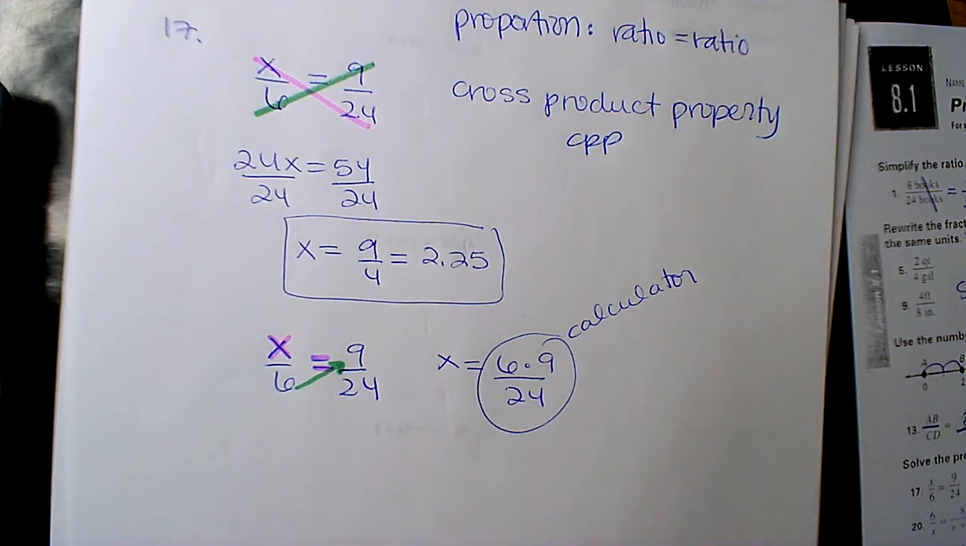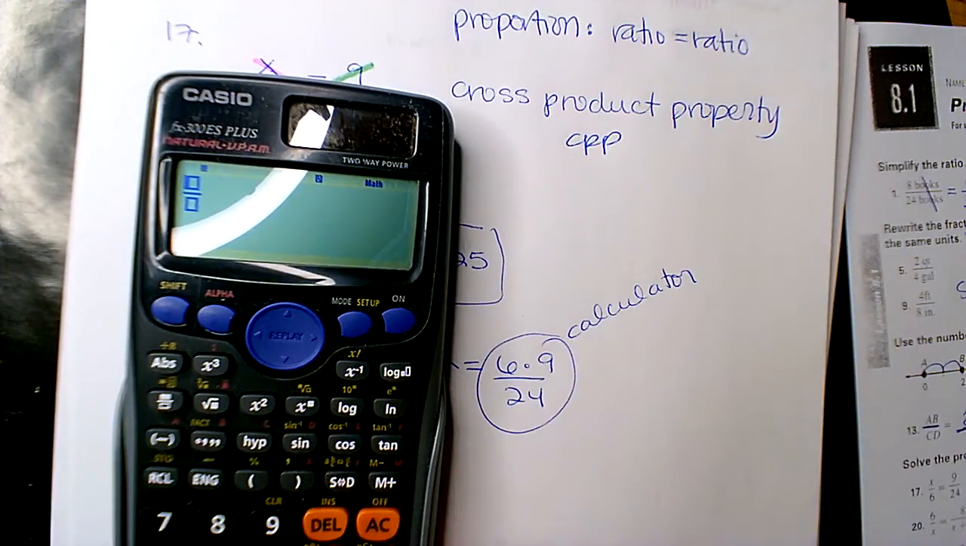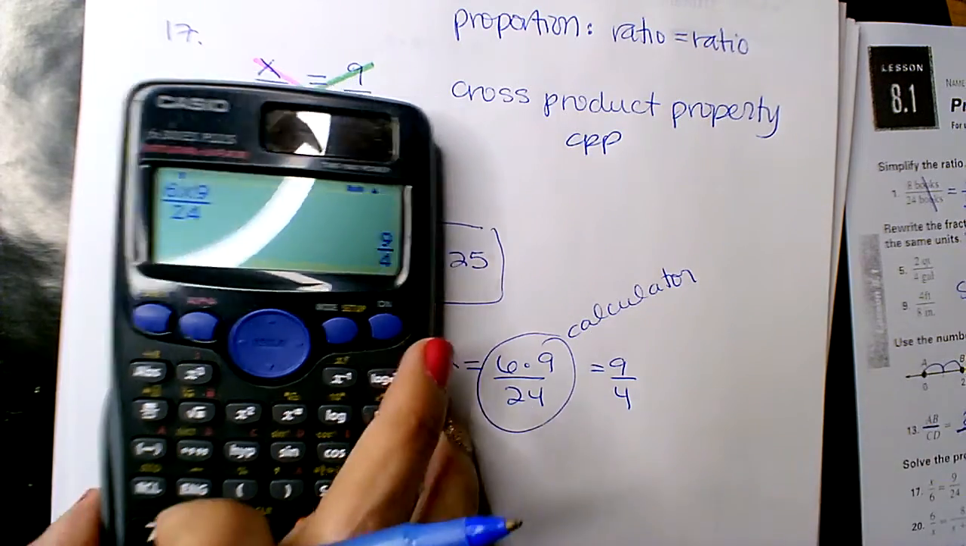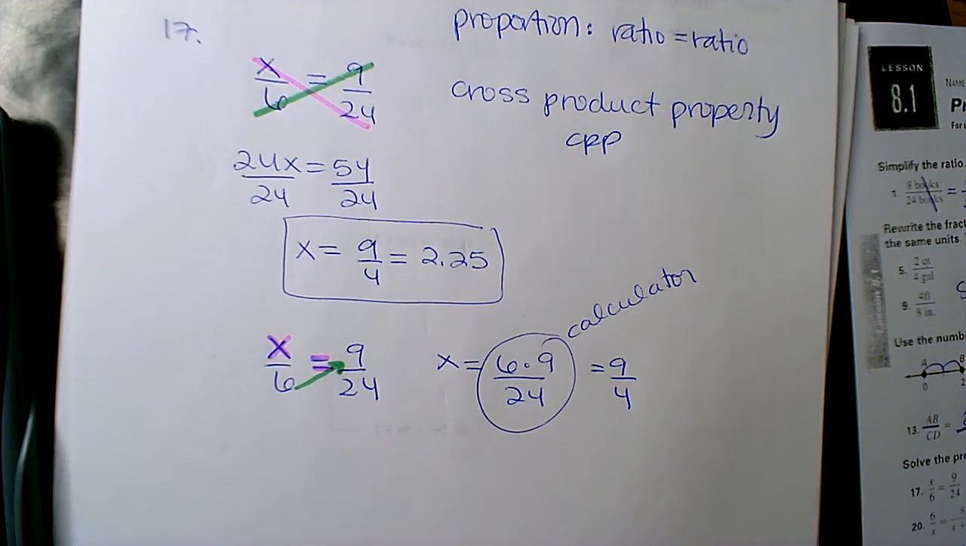This is what helps out as we move on. So you would hit 6 times 9, or 9 times 6, doesn't matter, over 24, and I get 9/4, and you get the same value. So as you become more efficient with it, you can actually work through it really quickly. Okay, so let's do the next one.